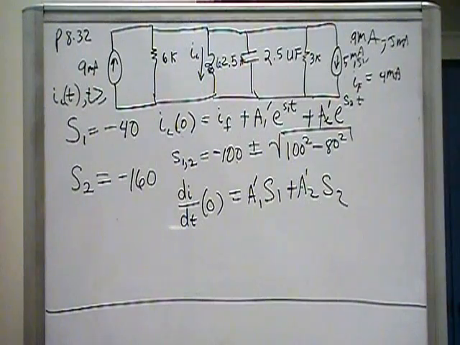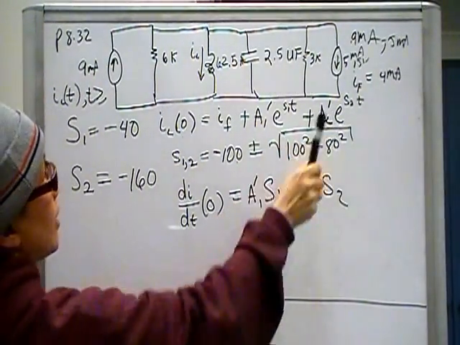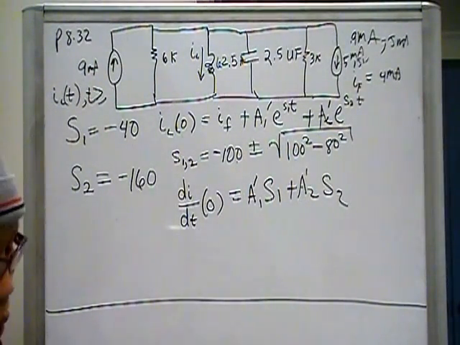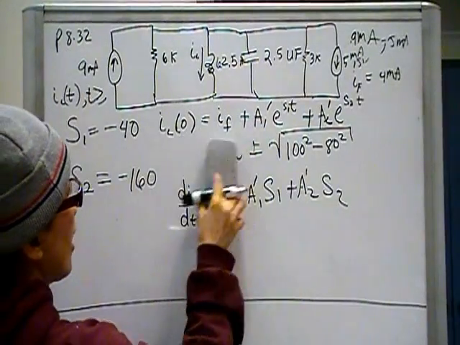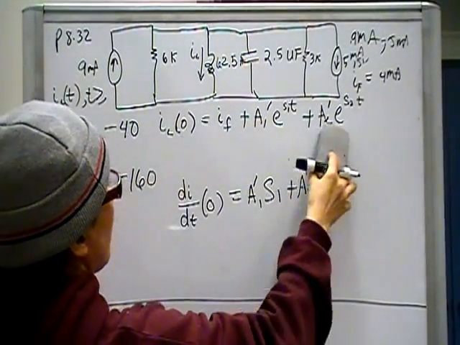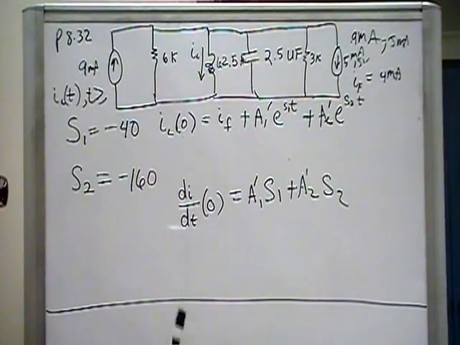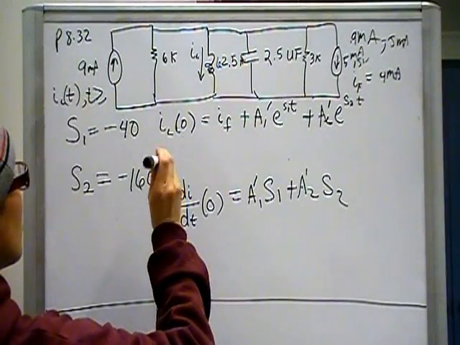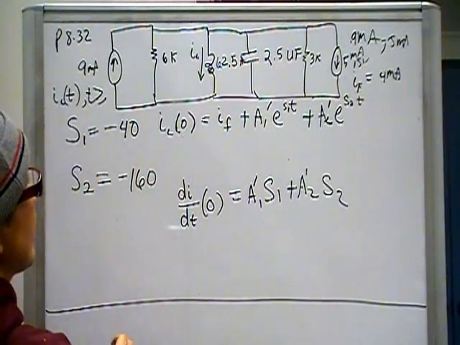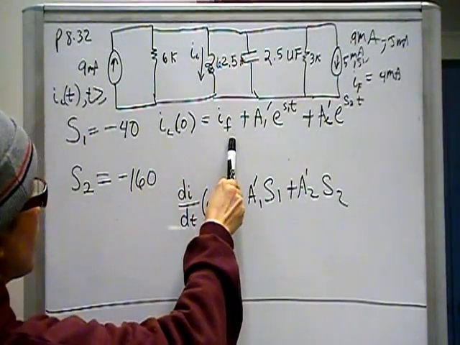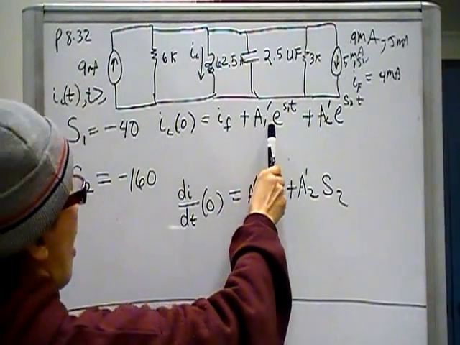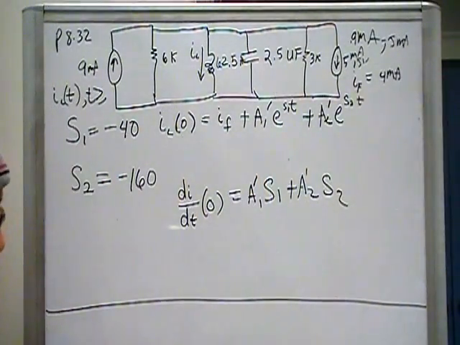So that's a couple of huge chunks off of our final equation. Now we need to figure out what the heck our coefficients are. So the initial current through the inductor is equal to the final current. So what is the initial current through the inductor?